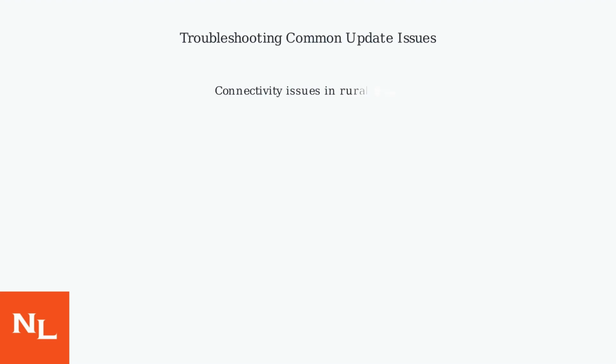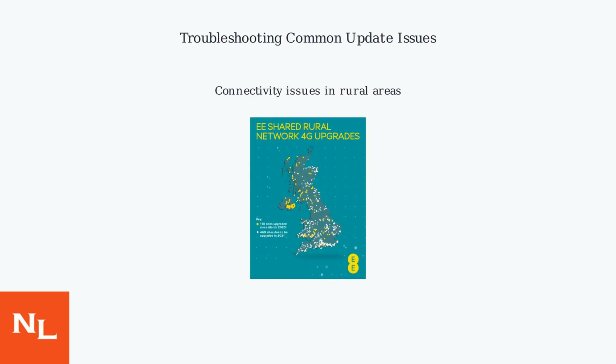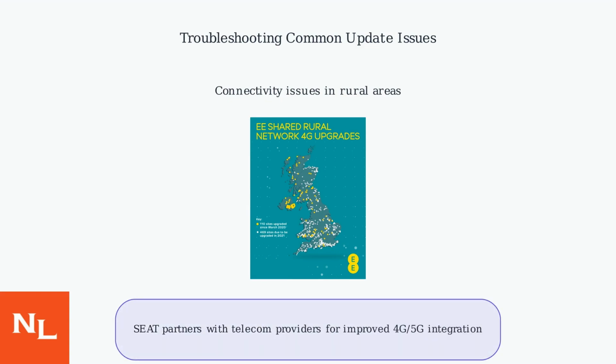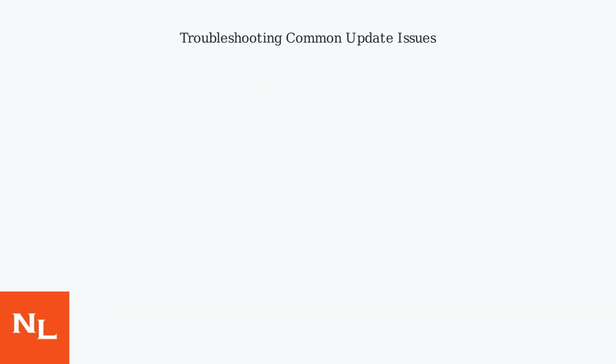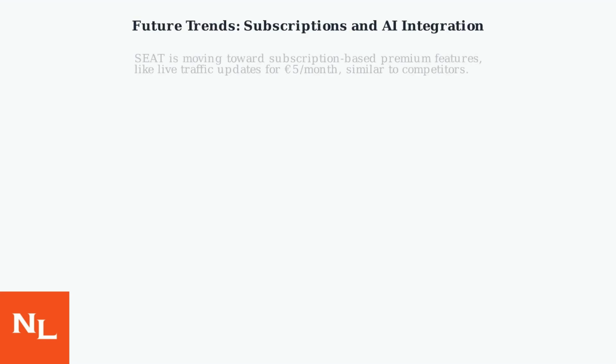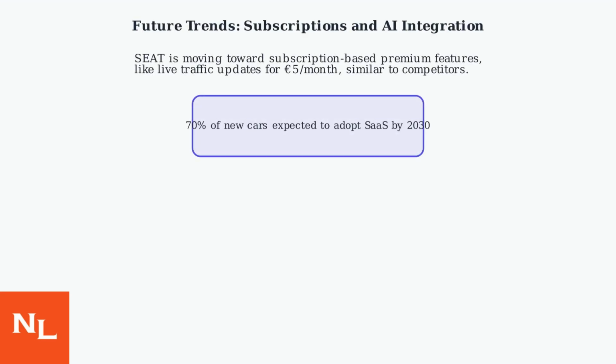Some users experience connectivity problems, particularly in rural areas where network coverage may be limited. Seat is addressing this by partnering with telecom providers to improve 4G and 5G integration across their network. Before starting an update, ensure your vehicle's battery is charged to more than 50% to prevent interruptions. The update process will automatically pause if the car detects motion or if the battery level drops too low, ensuring safety during the installation.